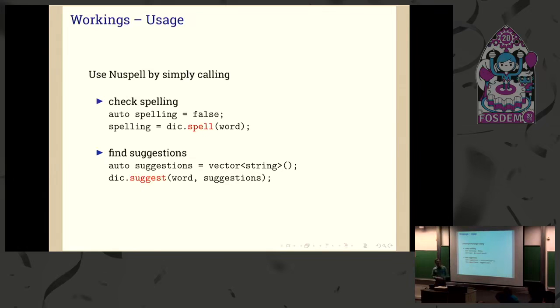So if you're afraid of implementing spell checking in your software, don't be. Just have a go. You can see it's not rocket science. The rocket science is inside the library itself.